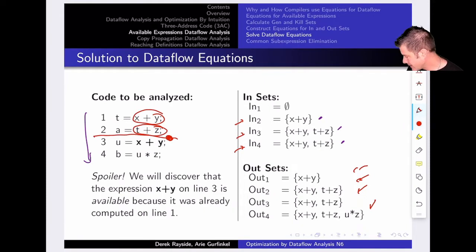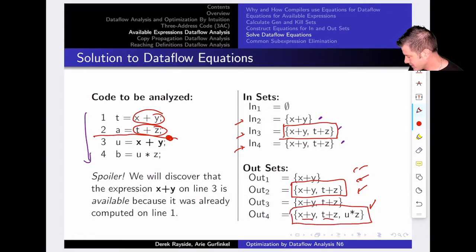And if we look at out of 2 or in of 3, we expect to see exactly that. x plus y and t plus z. Right? And so same thing, we can go the other way. If we look at any one of those output sets, we can say, oh, why is this here? Well, we should be able to go back to the program, trace it back, find out where this expression is computed, and then see that, in fact, it hasn't been changed in any way.